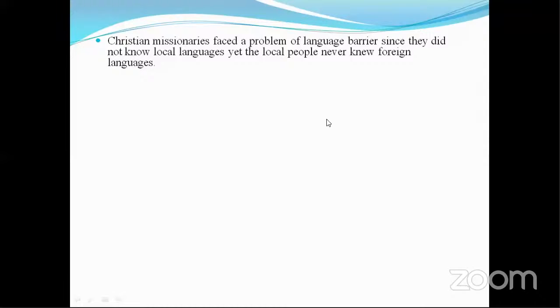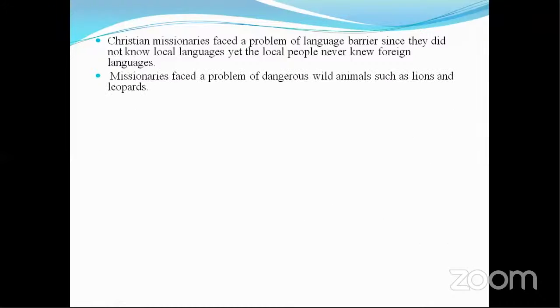So we are moving over to another problem here. Missionaries faced a problem of dangerous wild animals, such as lions, leopards, and so many others. You understand? Dangerous animals. For your information, they were passing through thick forests to their destinations. And of course, in the forests, they could find these dangerous animals. The leopards, the lions, even the snakes could bite them, and many of them died. Many of them were eaten by these dangerous animals. So I think that point is very clear to you.